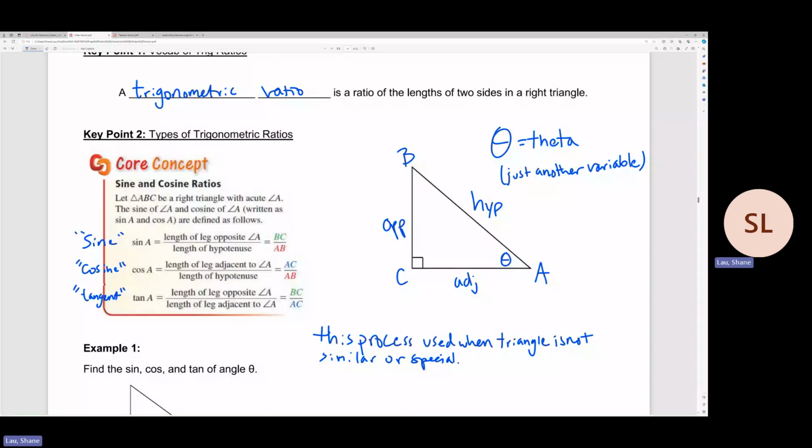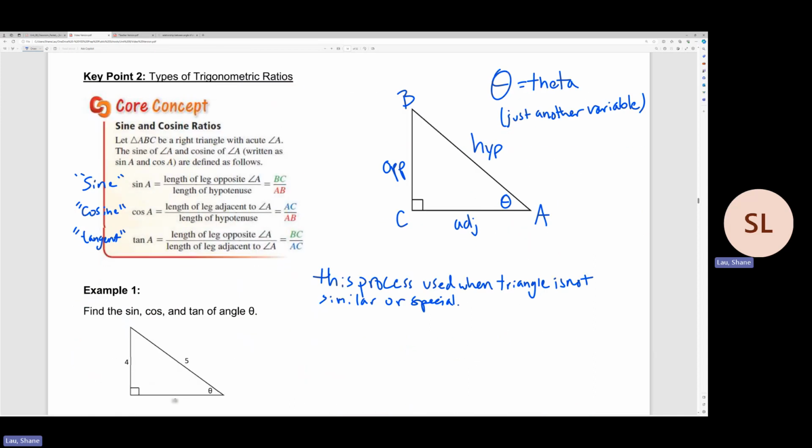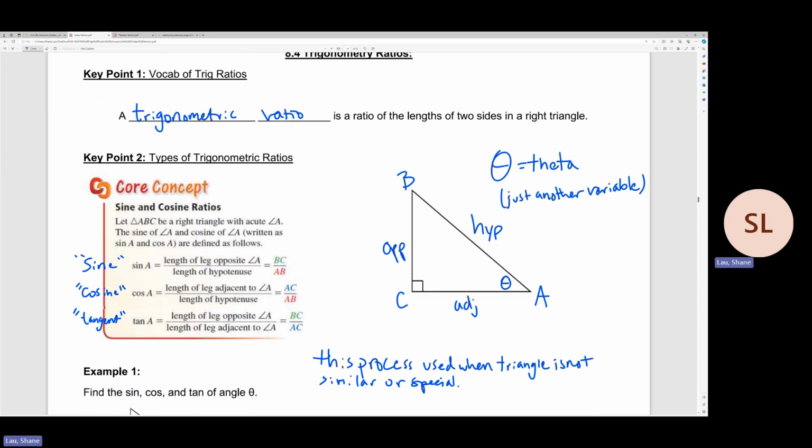Alrighty, class. Today what we're working on is what we call the trigonometry ratios. Trigonometry ratios are defined with three kinds of ratios. The first one, if you're looking under key point 2, is sine, which is abbreviated sin, cosine, which is abbreviated cos, and tangent, which is abbreviated tan.